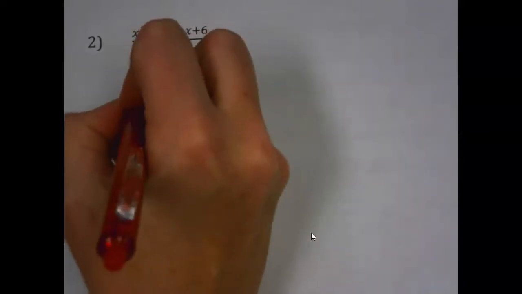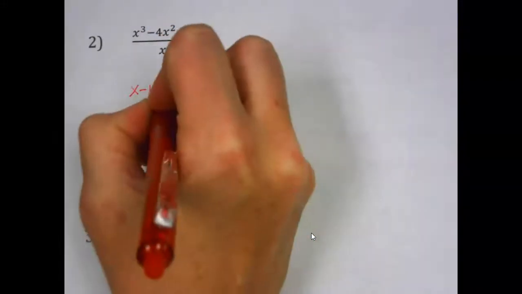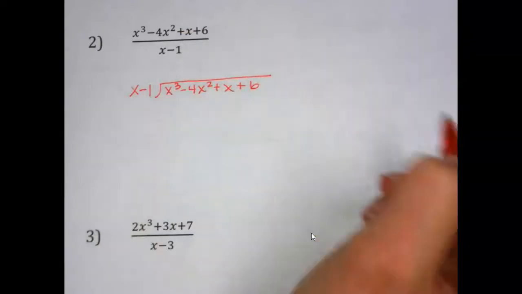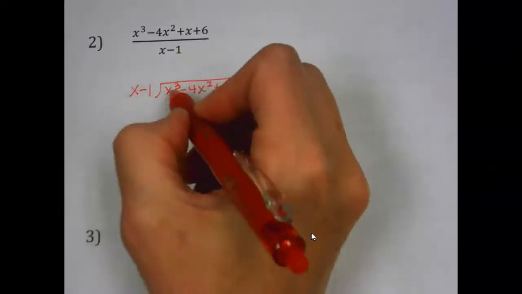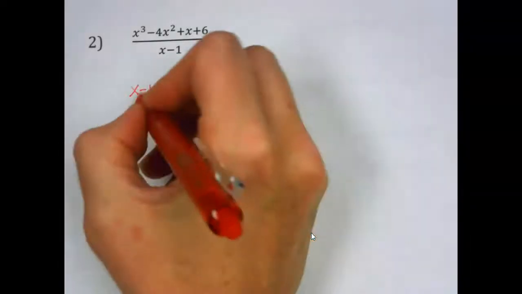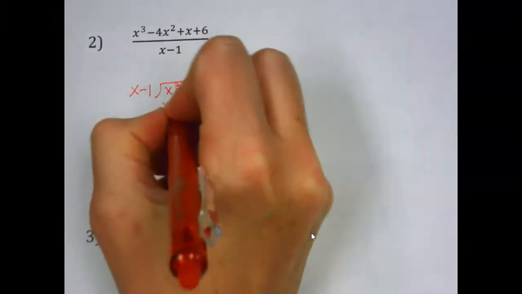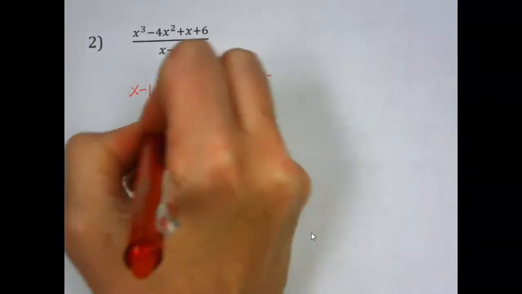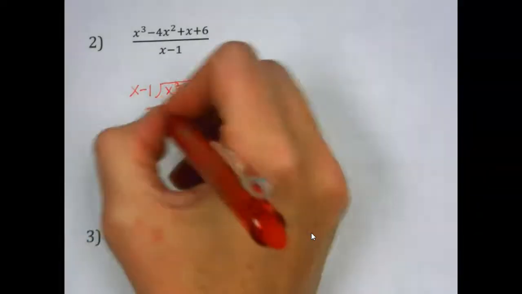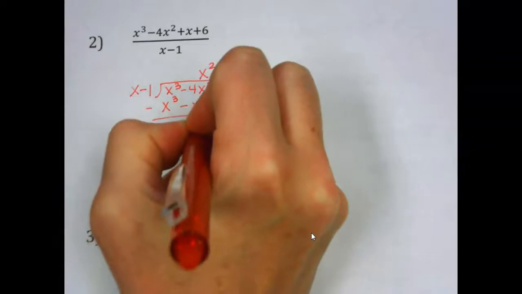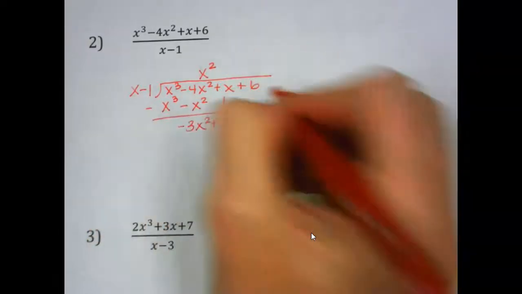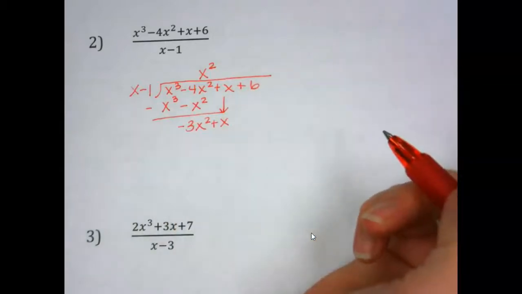All right, so hopefully you set it up with x minus 1 on the outside and x cubed minus 4x squared plus x plus 6 on the inside. I'm going to take x cubed divided by x, that's x squared. Then I'm going to multiply x squared times x minus 1. So that's x cubed minus x squared. And now I'm going to subtract. Negative 4 plus x, because minus a negative is plus, gives me a negative 3x squared. And then I'm going to bring down the next term. You don't need to worry about the 6, just bring down whatever that next term is.